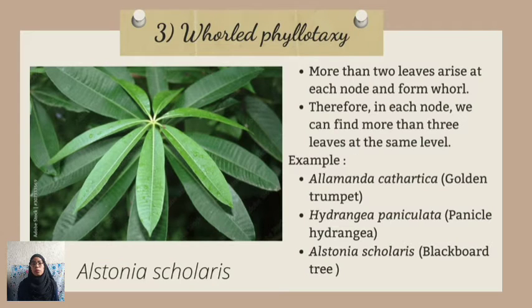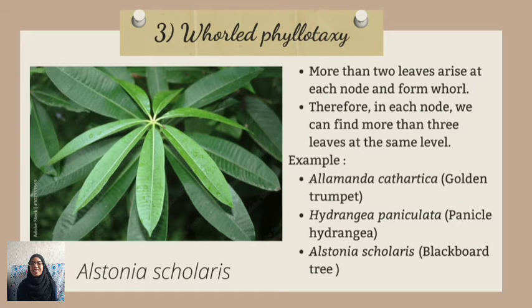Today I will share with you about modification of leaf, which is phyllotaxy. I will share with you about whorl phyllotaxy. Whorl phyllotaxy is when more than two leaves arise at each node and form a whorl. Therefore, in each node we can find three leaves at the same level. I will share with you three types of plants which have whorl phyllotaxy.